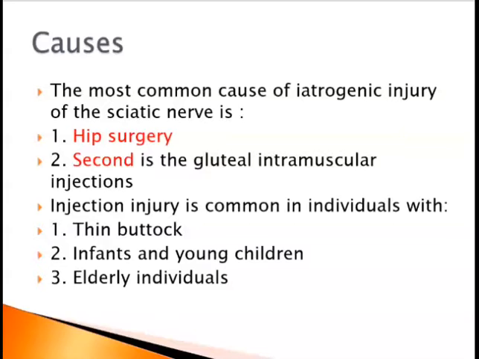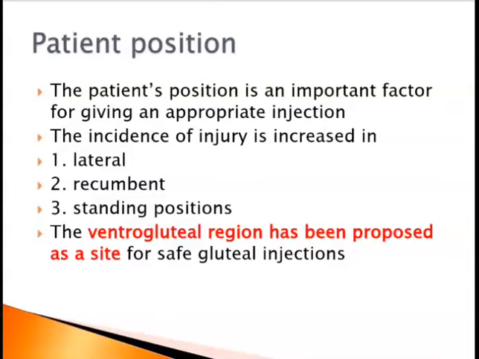Injection injury is common in individuals with thin buttock, who include infants, young children and elderly individuals. The patient position is important. The patient position is an important factor for giving an appropriate injection. The incidence of injury is increased in lateral, recumbent and standing positions.